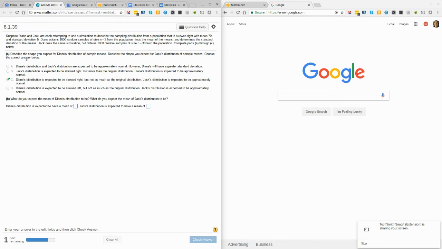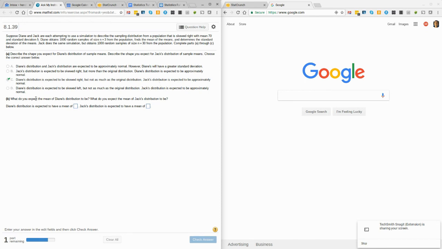So the first part the student got right: describe the shape you'd expect for Diane's distribution. Diane's is expected to be skewed right, but not as much as the original distribution, right? It's kind of normalizing it, but a sample size of 3 is really low. So it's not enough to get it to be approximately normal, whereas Jack's 30 gets it above that bar, and we can see that Jack's distribution of the sample mean is approximately normal.